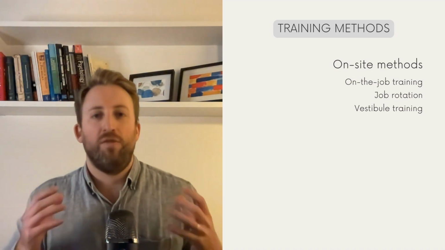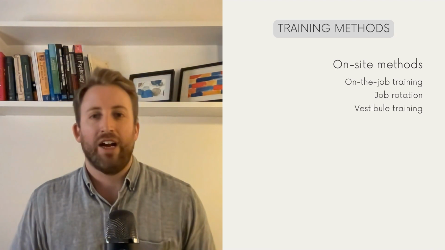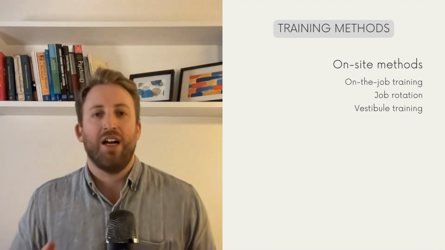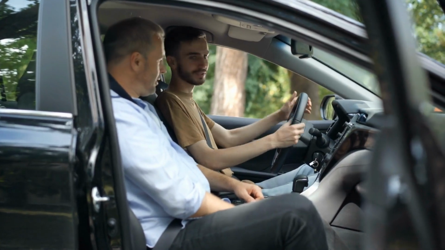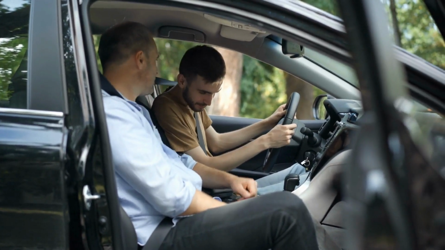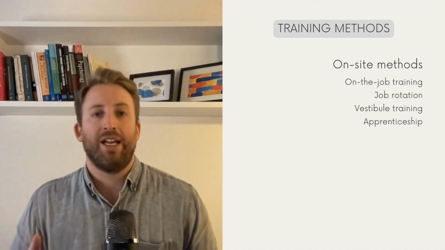And then we have what we call vestibule training. This is where you might be practicing in some isolated area, where if you make a mistake, it's not going to have any real consequences. It's like practicing driving in an empty car park, a safe space to make mistakes. There's also apprenticeship, where you're combining work with formalized training.